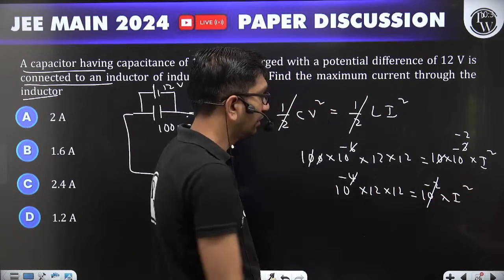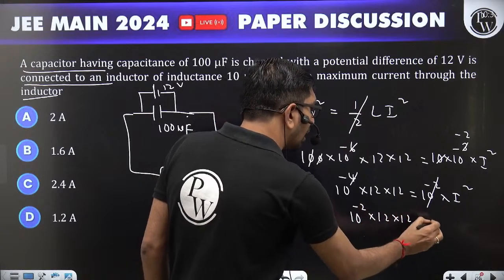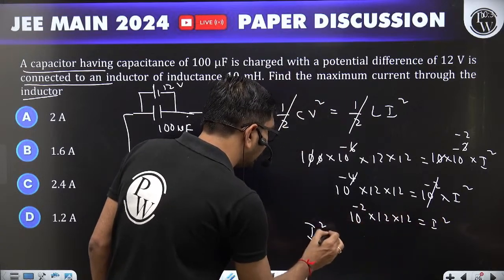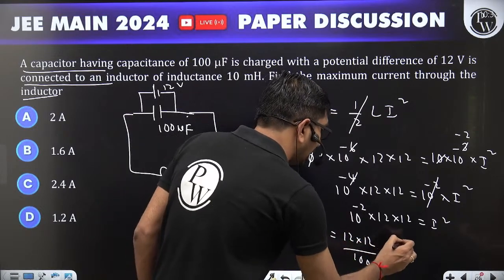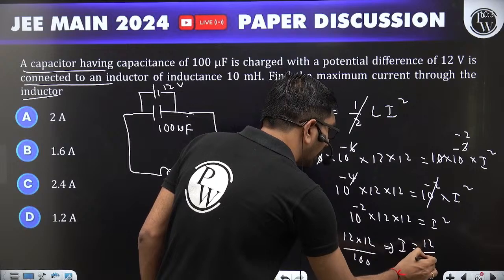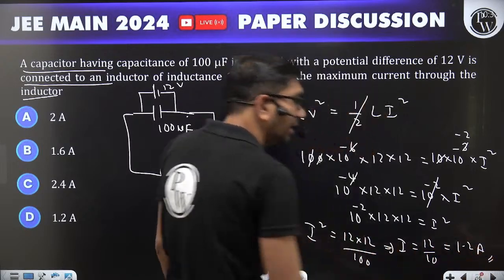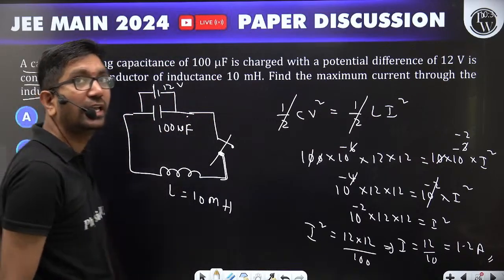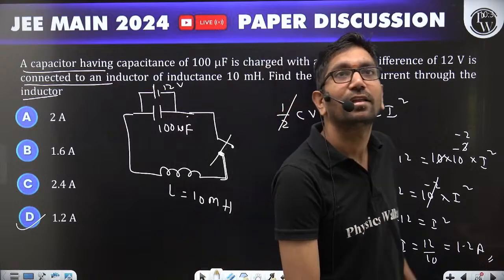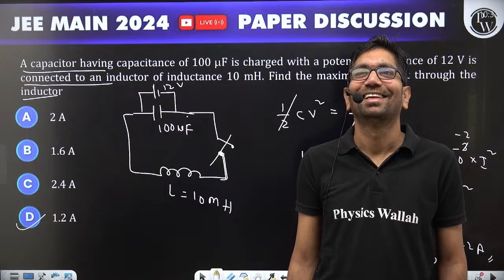Now, here 2 zeros and here 2 zeros get cancelled, right? So finally, what is left? 10 power minus 2 into 12 is equal to I square, right? So I square is equal to 12 into 12 by 100. So finally, I is equal to 12 by 10. The value is 1.2 amperes, the final answer. Option D is the correct answer, beta.